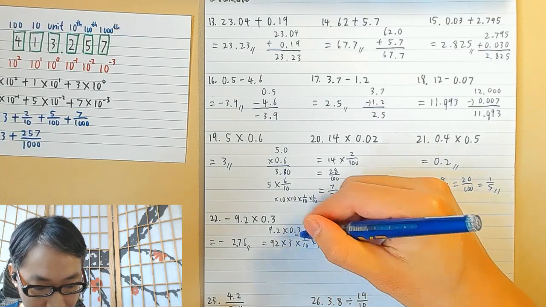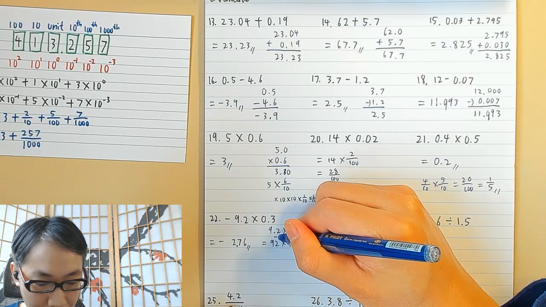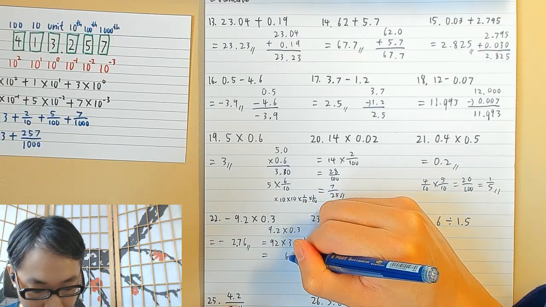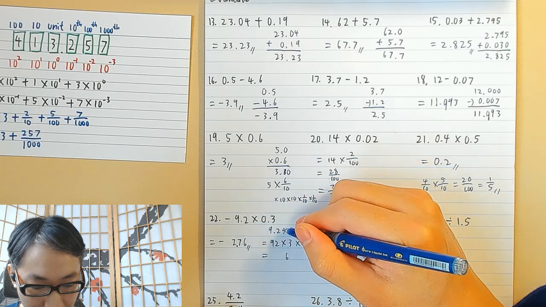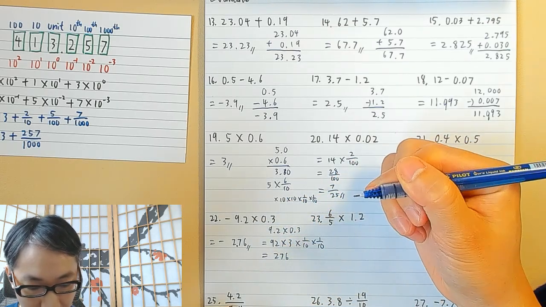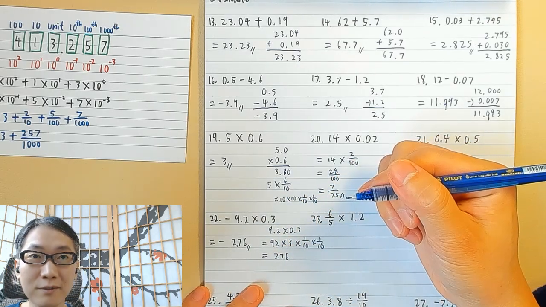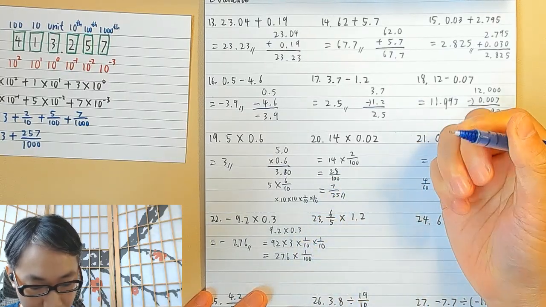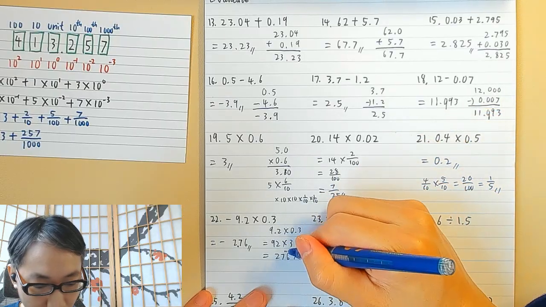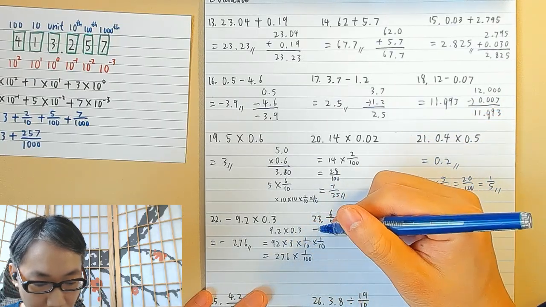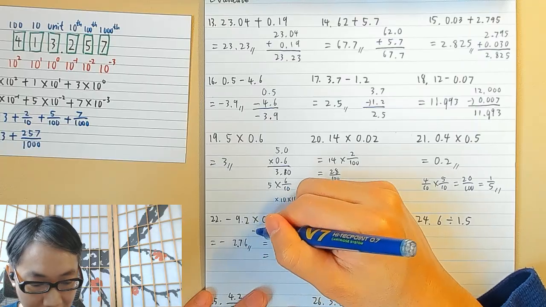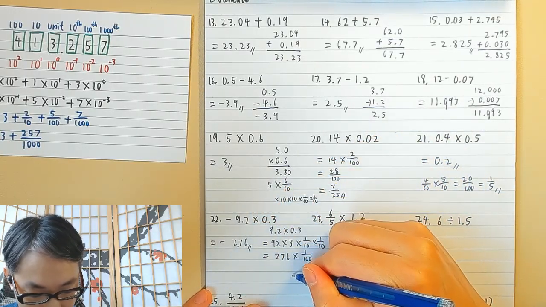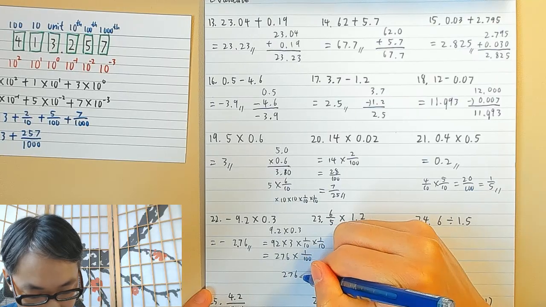But in this way, I can do the multiplication in an easier way, because 92 times 3: 3 times 2 is 6, 3 times 9 is 27. I just got 276, and this is 1 over 100. So 276 divided by 100 will be 2.76, because the decimal dot of 276 is here.